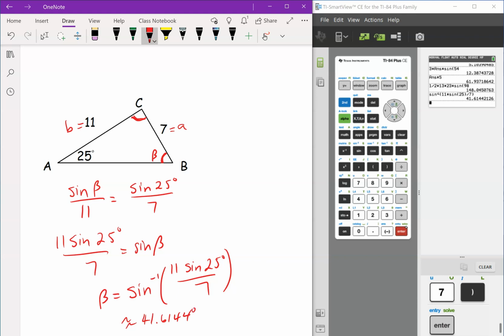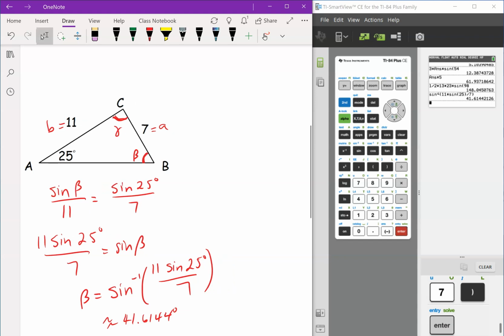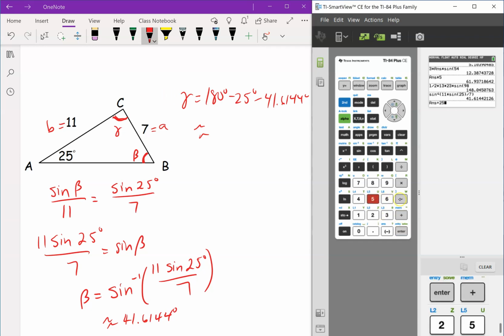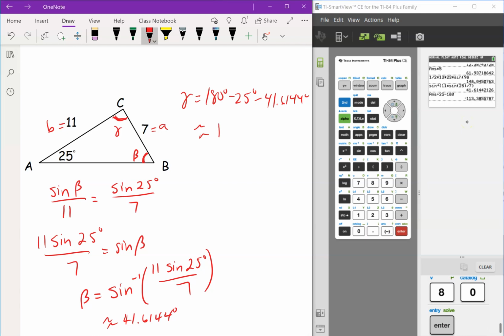Okay. So now that we know beta, we can figure out gamma, a letter we used in class. I know that gamma is going to be 180 minus 25 minus the 41.6144. So I can do that on the calculator. I'll add the 25 and subtract the 180. I know that sounds backwards, but it gives me the negative of what we want, 113.3856 degrees.